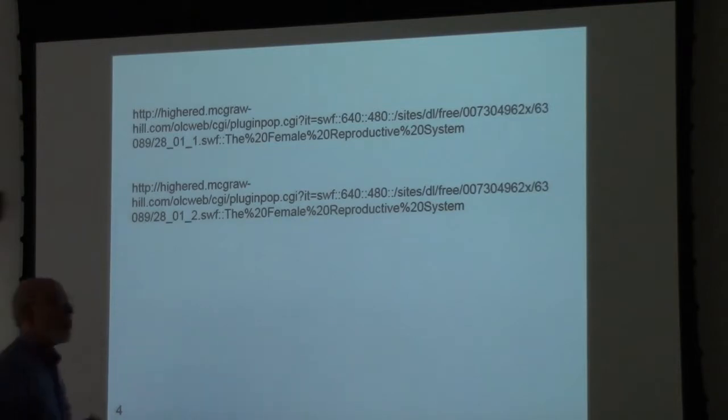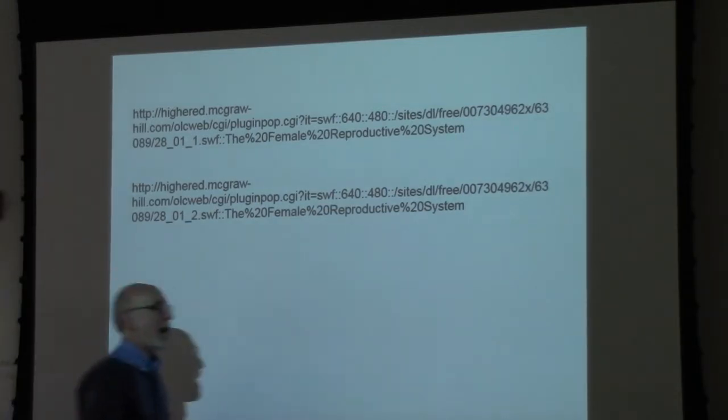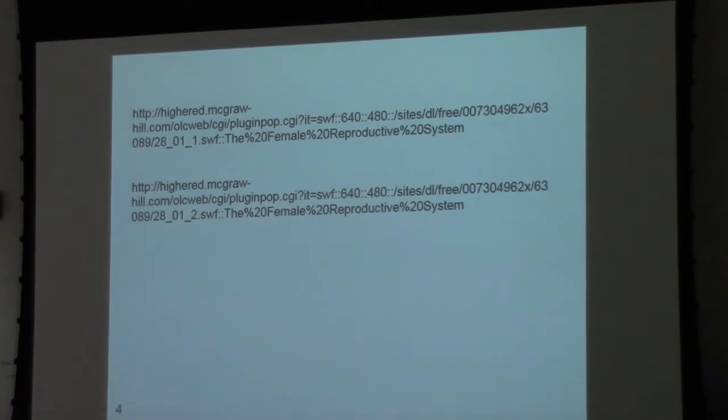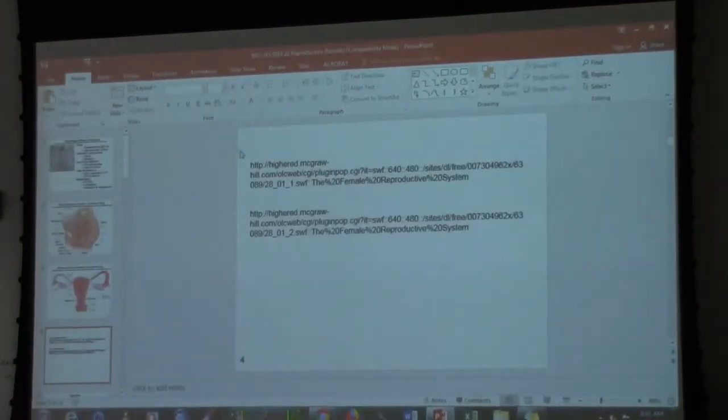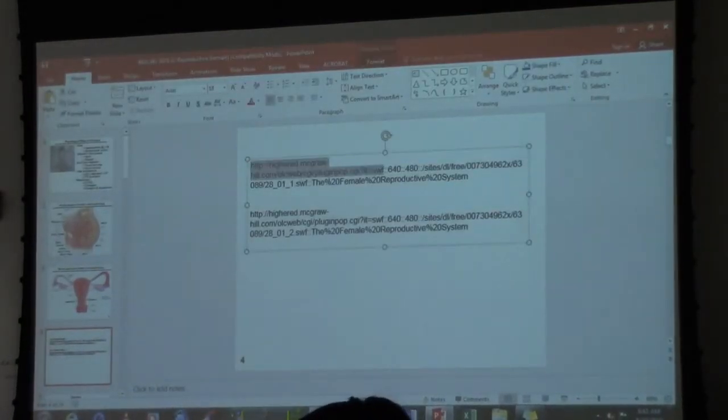Right, so we're not going to play the games, but in the PowerPoint, you can cut and paste these links into a browser and play the anatomy ID game. And as before, let me just do it to show you what we're talking about.